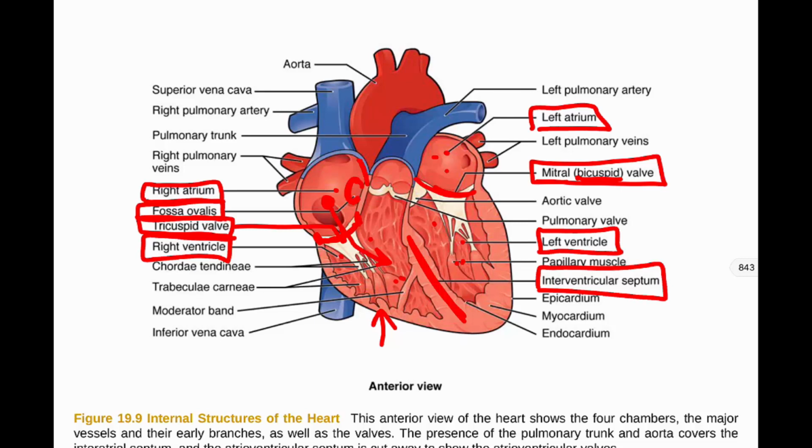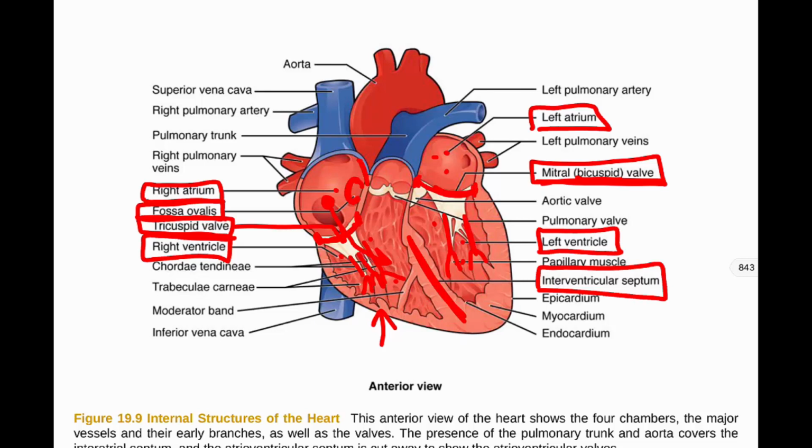So on the right side, we have our tricuspid valve. On the left side, we have our bicuspid valve, which is between the atria and the ventricle, atrioventricular. Again, we have our cardiac skeleton in here. Then we have our valves that are going to open up from the ventricles to either the pulmonary trunk, if we're talking about the right ventricle going to the pulmonary trunk, and then our left ventricle going to our aorta.